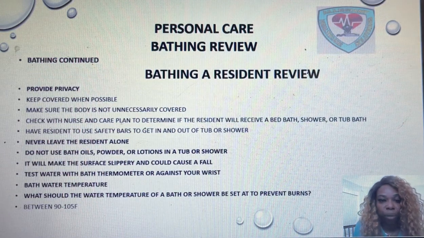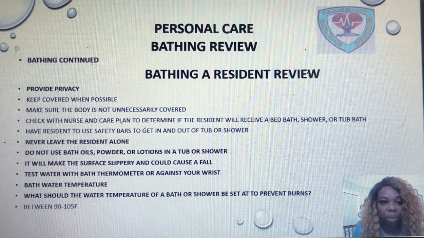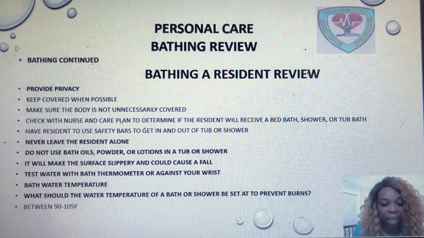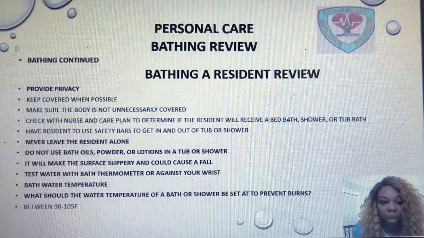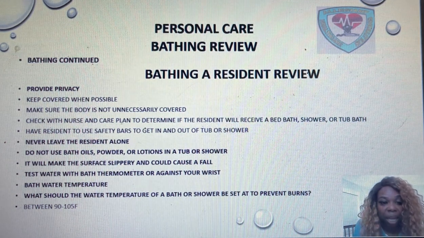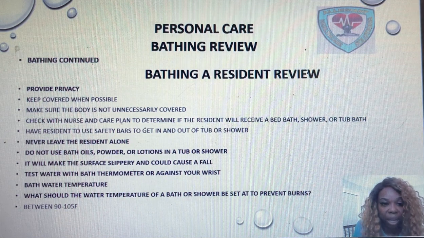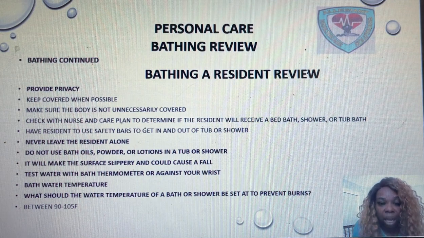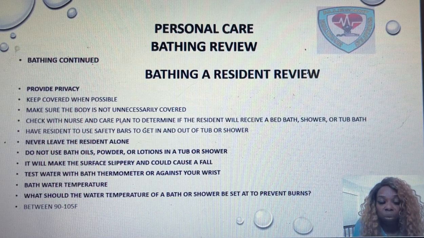So in a quick review, when we're bathing a resident, we always want to make sure that we are providing privacy, whether we are closing a door, pulling a privacy curtain, or using a bath blanket. We want to keep the resident covered as much as possible. We want to make sure that the body is not unnecessarily uncovered. And we only want to expose the area of the body that we are cleaning at that time. You want to check with the nurse in the care plan to determine what type of bath that the resident will be receiving.